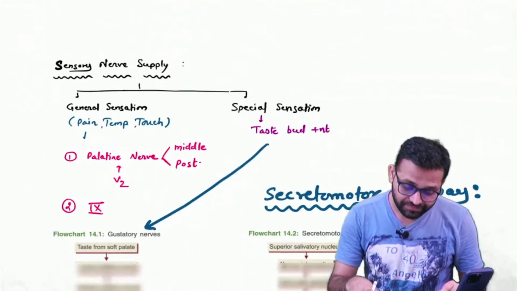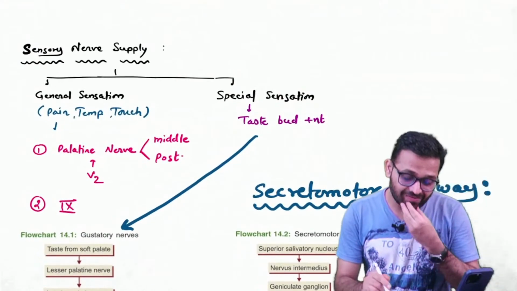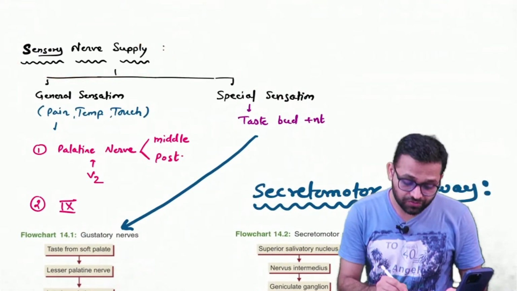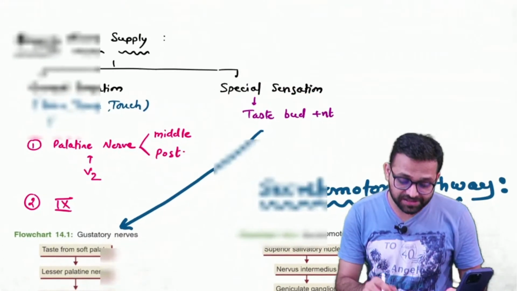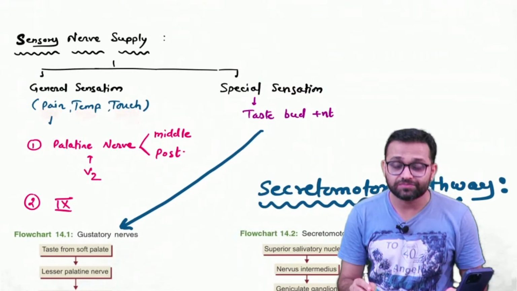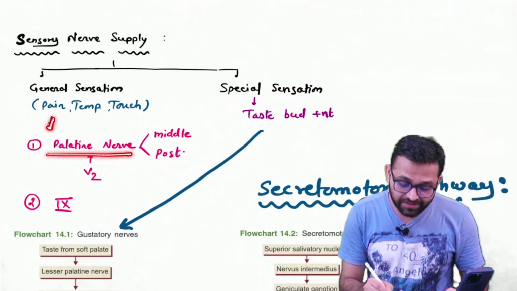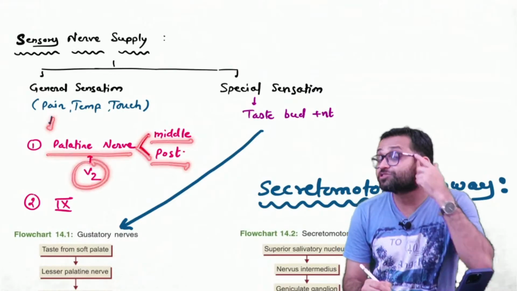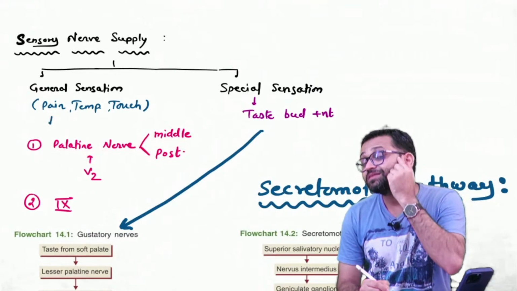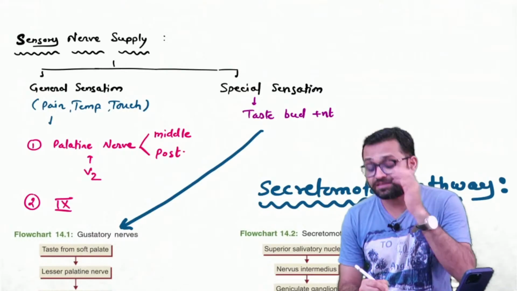Okay, sir. Now look, there is our sensory nerve supply: general sensation and special sensation. Remember, general sensations are pain, temperature, and touch. The palatine nerves, middle and posterior, supply pain, temperature, and touch. These are branches of the maxillary nerve. Remember, this is our maxilla part, so these are supplied by the maxillary nerve.